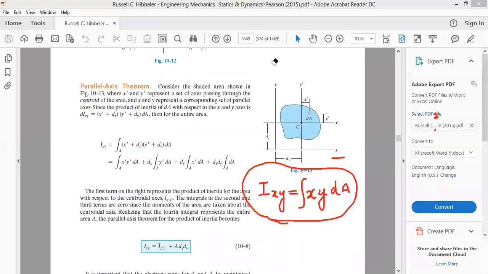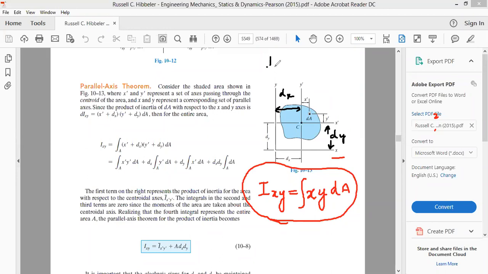Now the distance between these two axes is given to us. Let's suppose this distance is dy, or you can also write this as d1 or d2, whatever you like. And let's suppose the distance between these two parallel y-axes is dx. We locate a small area element dA such that its centroid is at a distance y prime from the centroidal x-axis and at a distance x prime from the centroidal y-axis.